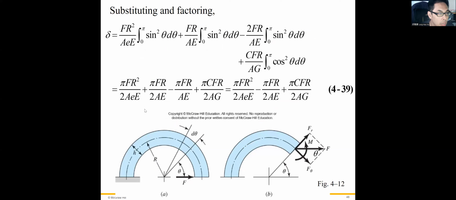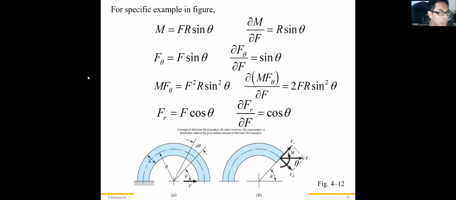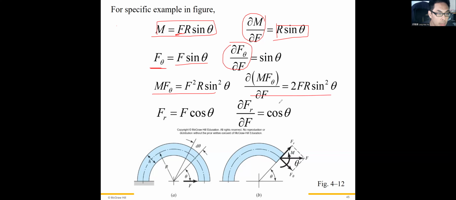So this is the summary. Sorry, this is the specific example of the figure. I already introduced this previously, the moment due to the force movement. So we can define the derivative of the moment with respect to F equals R sine theta, and the F theta is the actual force equal to F times sine theta. Then we can define the derivative of the F theta with respect to F, and so on.